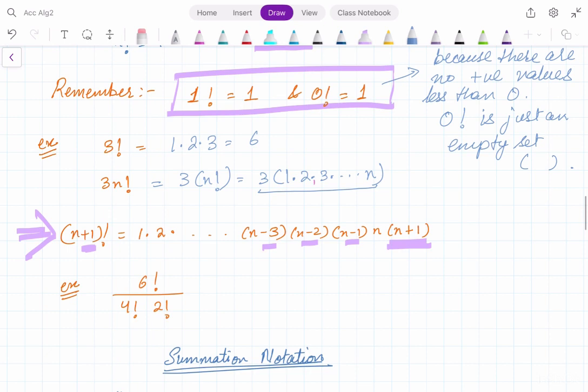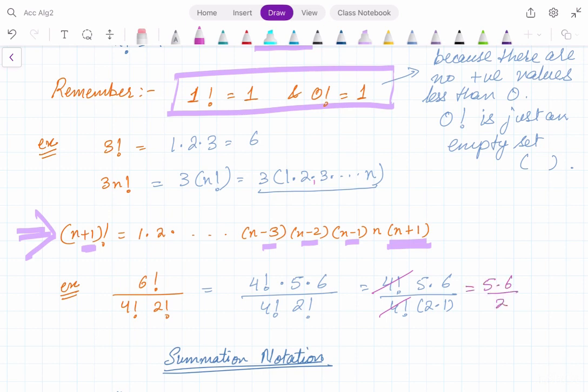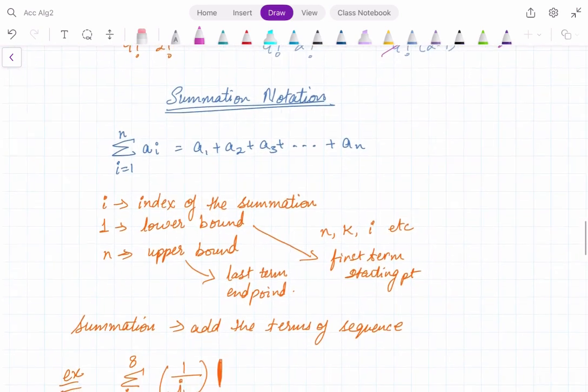So factorials are quite easy, and they are fun to do because most of the time you can cancel out numerator and denominator. Now 6 factorial can be written as 4 factorial times 5 times 6, because 6 factorial is nothing but 1 times 2 times 3 times 4 times 5 times 6. And we have 4 factorial in the denominator. Cancel them out. What are we left with? 5 times 6 in the numerator and 2 in the denominator. Now 2 goes 3 times in 6. So what is left? Only 15. So whenever you are dealing with the factorial, try to cancel the numerator and denominator out instead of multiplying everything.